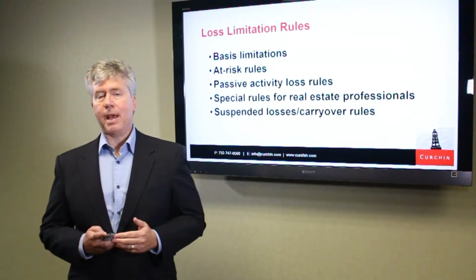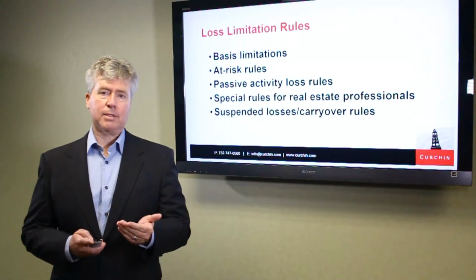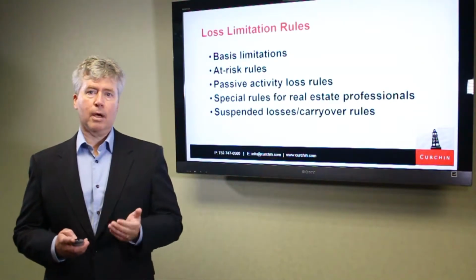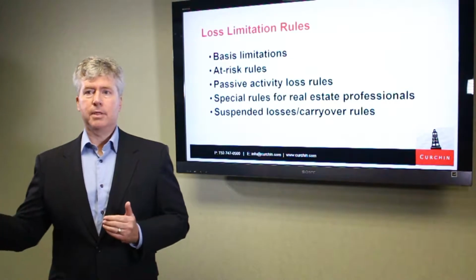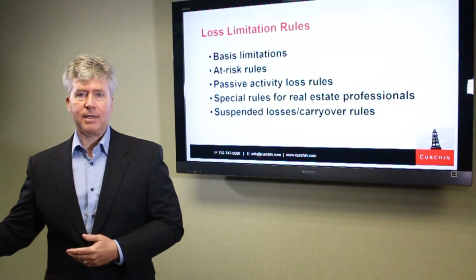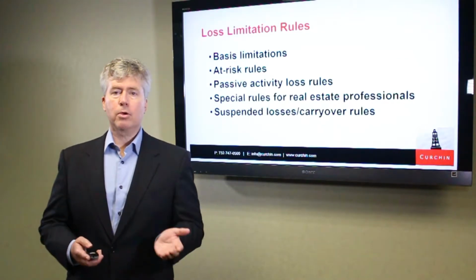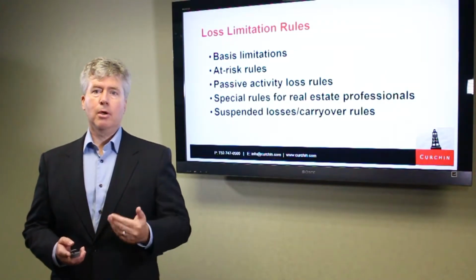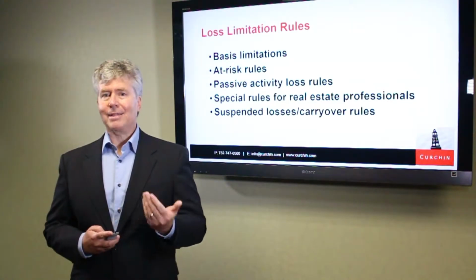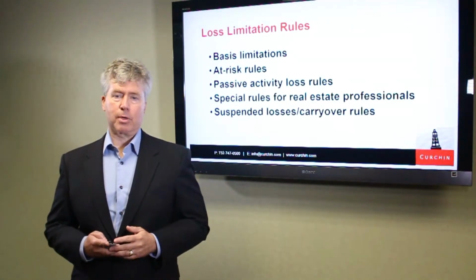What happens if it's a passive activity? Well, if it's a passive activity loss, the owner can only deduct that passive loss to the extent of other sources of passive income. It could be from other activities that are passive, or it could be in a subsequent tax year when passive income is generated, or when the activity is sold in a fully taxable transaction.